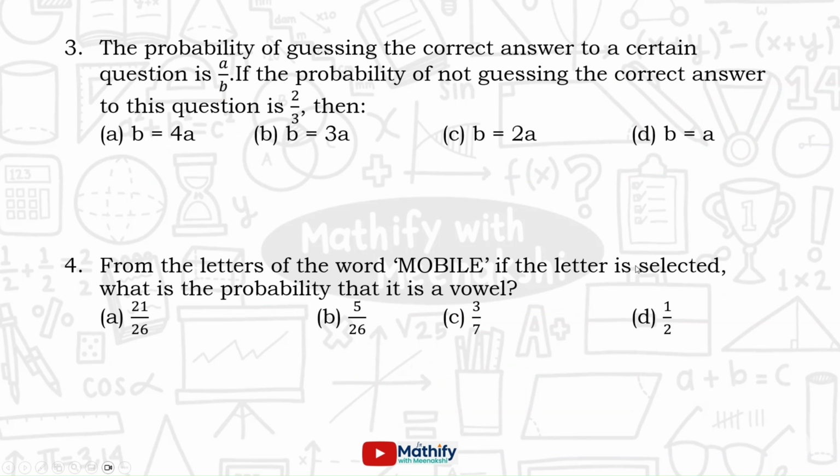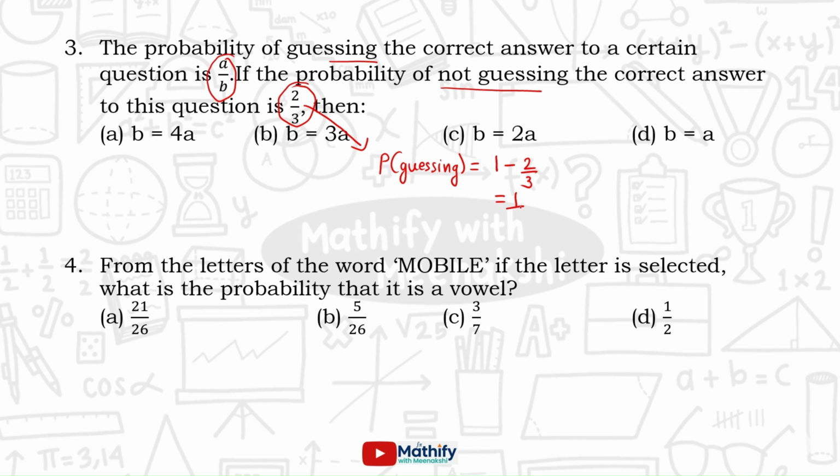Now let's move to the next question. In this question it's given that the probability of guessing the correct answer is A by B and the probability of not guessing the correct answer is 2 by 3, and we have to find the relation between A and B. So using this information I can find the probability of guessing because not guessing is given to us. So we'll simply subtract this from 1.